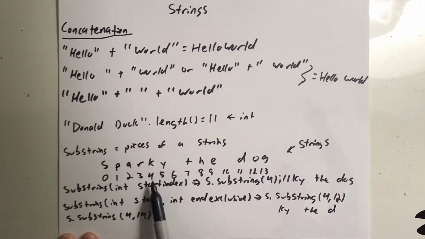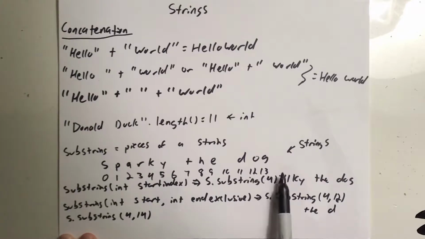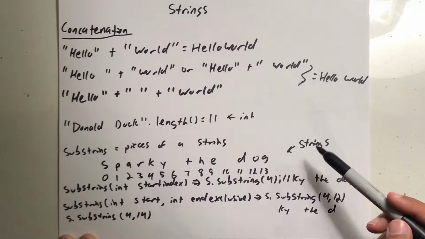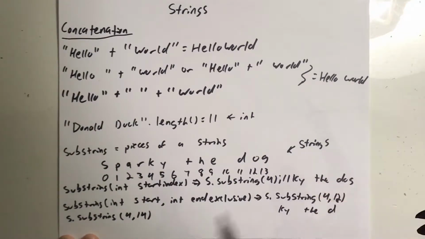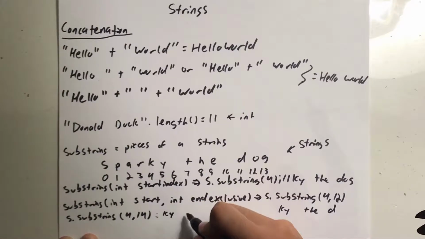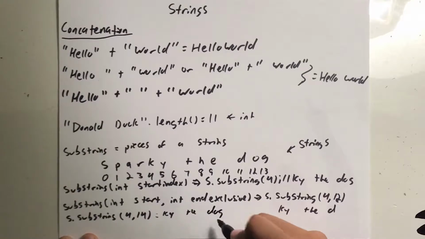So we start at 4 and we go up to 14, but there is no 14. There's not a 14th index in "Sparky the dog." It's fine. Why? Because we always go back an index, right? This is exclusive. So it starts from 4 and it actually goes up to 13, not 14. We take it down one notch. So "key the dog" gets printed out. So this is going to be "key the dog."